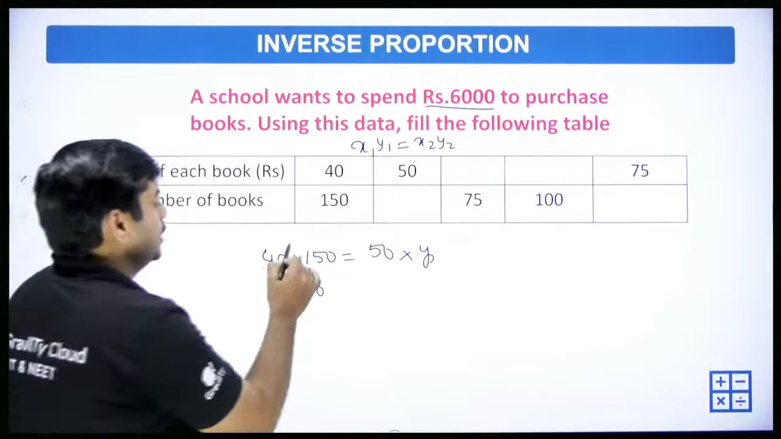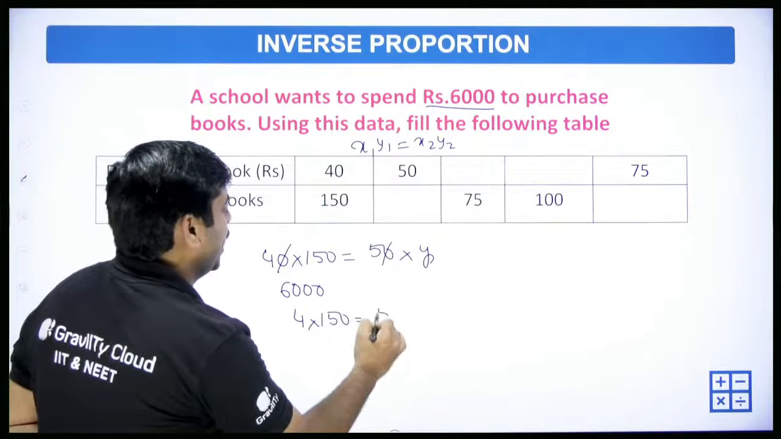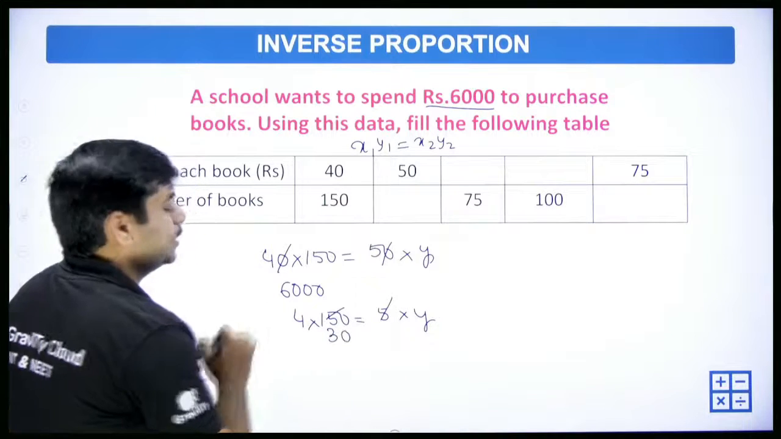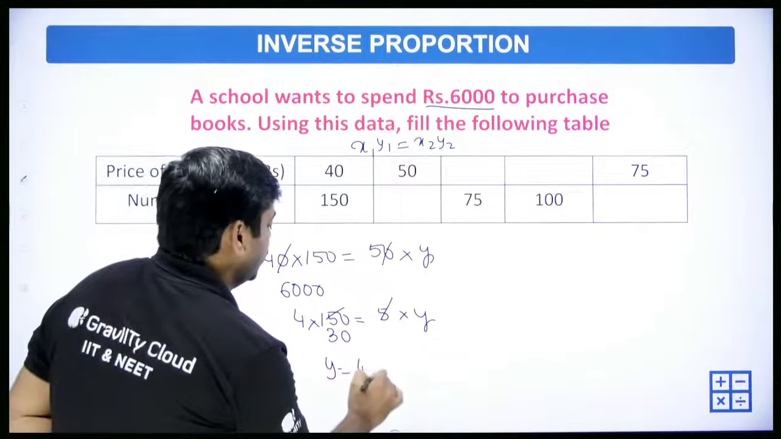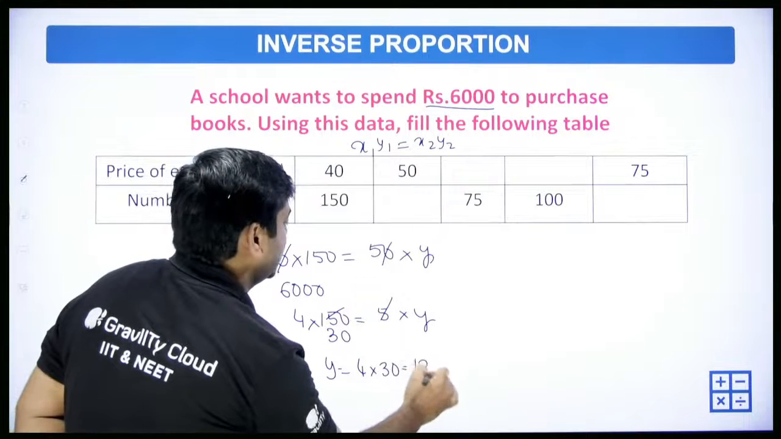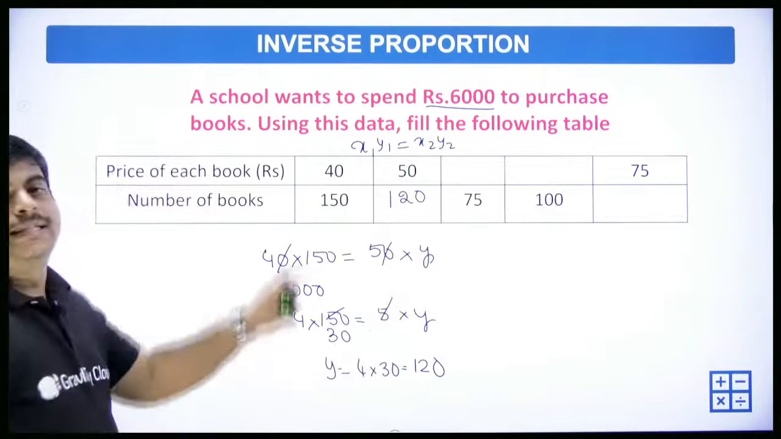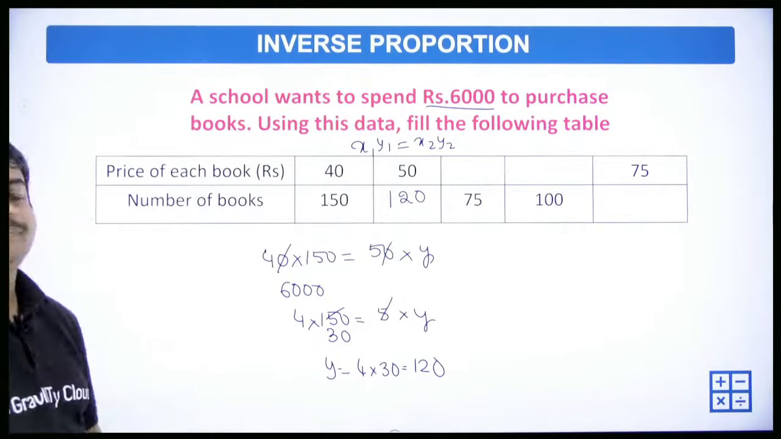Okay. So 0 and 0 get cancelled. 4 into 150 is equal to 5 into y. So 5 ones are 5 and 5 threes are 15. So that 0 will be there. So y is equal to 4 into 30, which will give you 120. So we can say that if each book costs 50 rupees, we can purchase 120 books only.